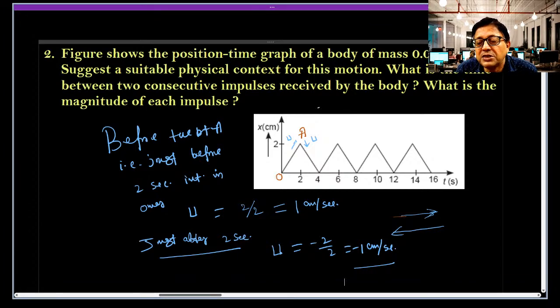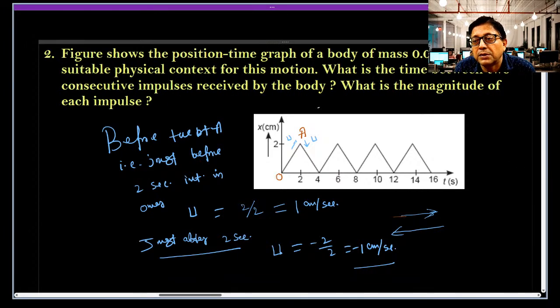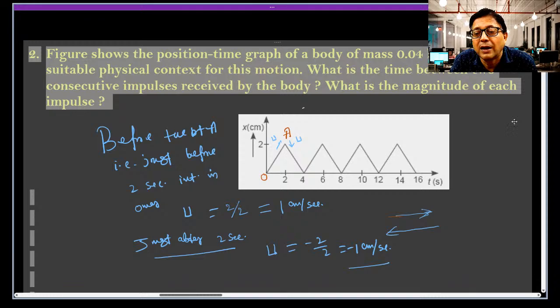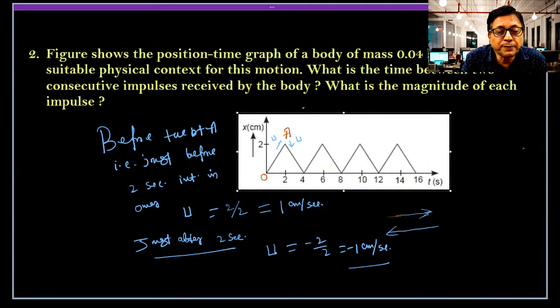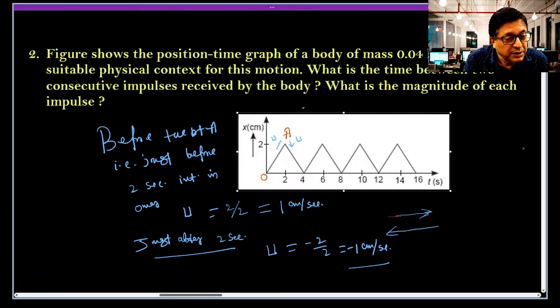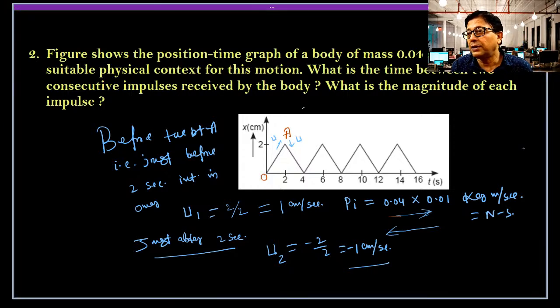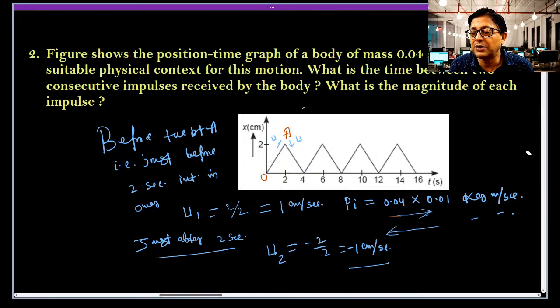This is centimeter per second. You must note it down. This one is given in centimeter per second. So if you take this one as u1, this one as u2, what is Pi? Initial momentum is what? 0.04 into 0.01 kg meter per second. You can write Newton second also, isn't it? Momentum, okay, you write kg meter per second, then it's okay. M into velocity. What about the final momentum?